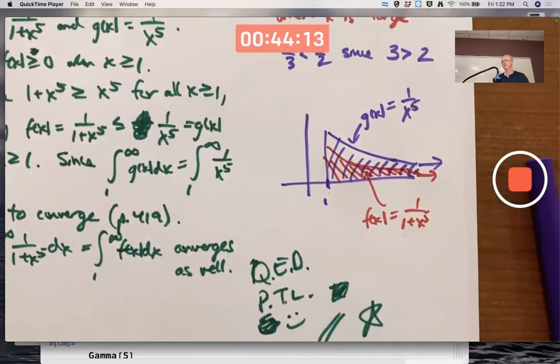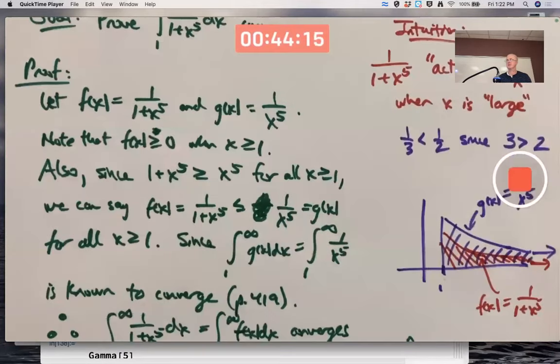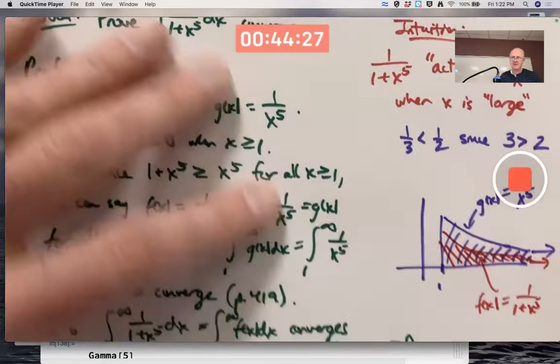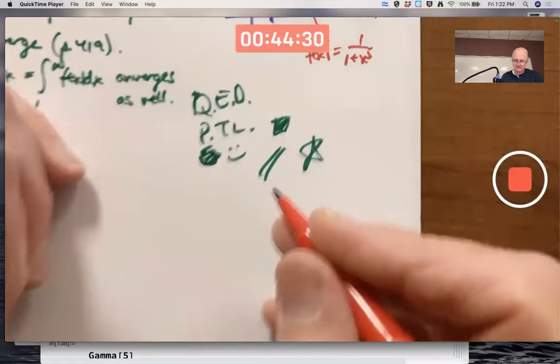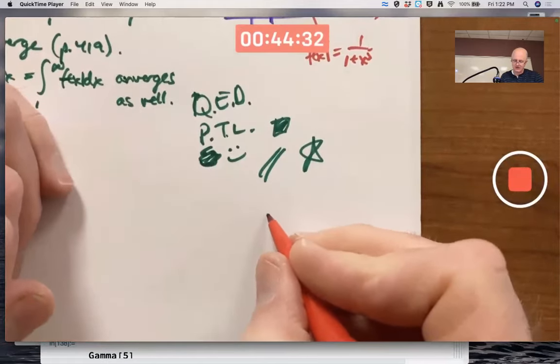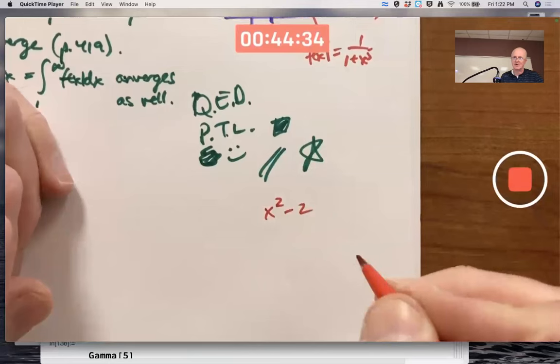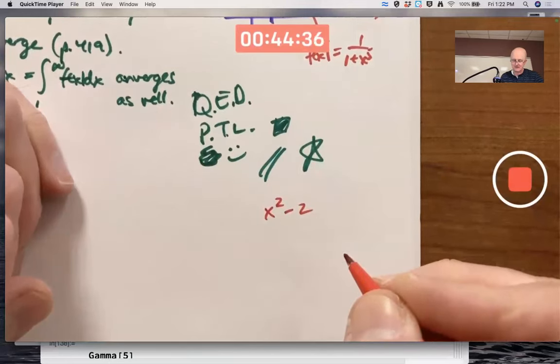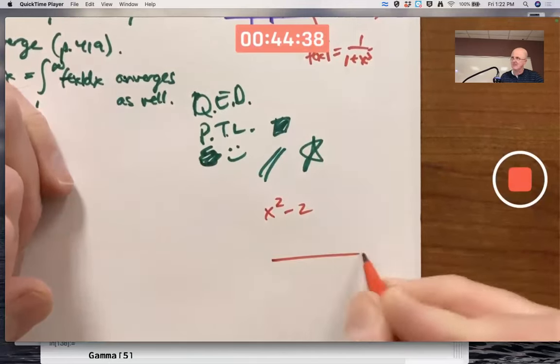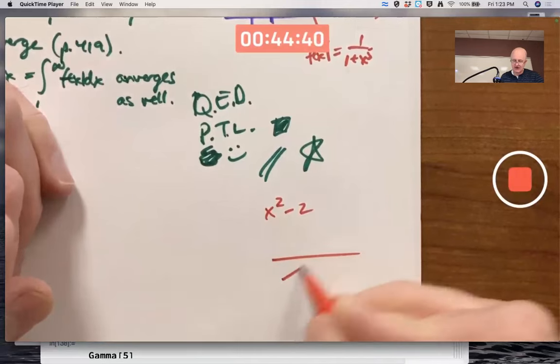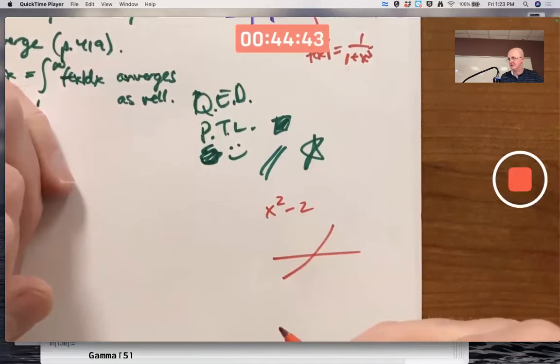Picture's not a proof, though. We want a logical argument. Picture's nice, it's not a proof. Reason is pictures can be misleading. You can be deceived by pictures. As a simple example, you were trying to show the function x squared minus 2 has a root. Most people would say, hey, look, it crosses the axis, done.